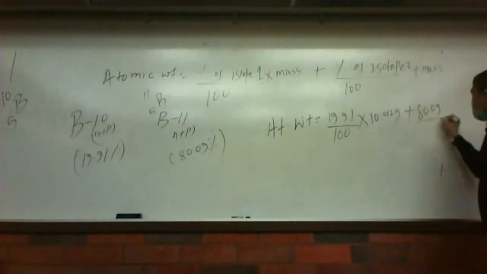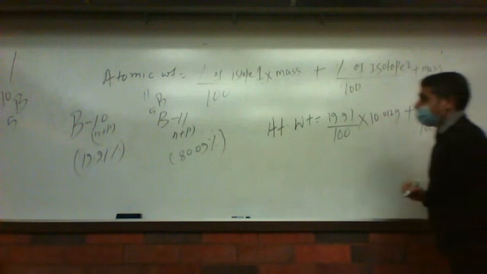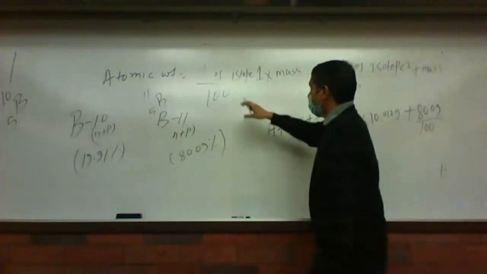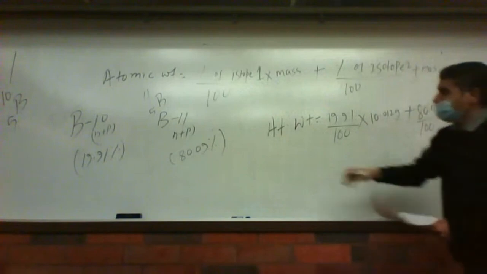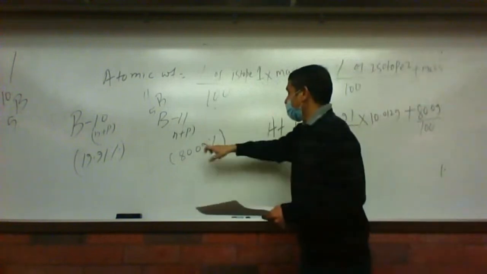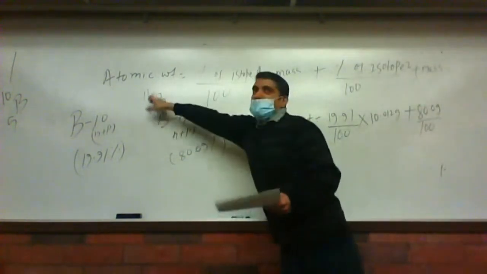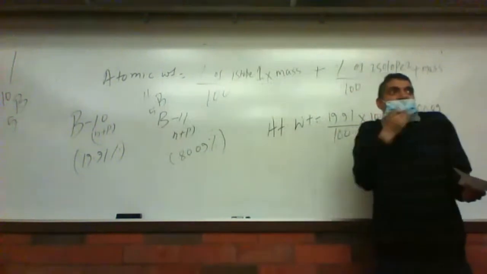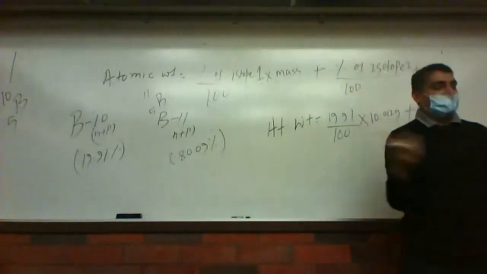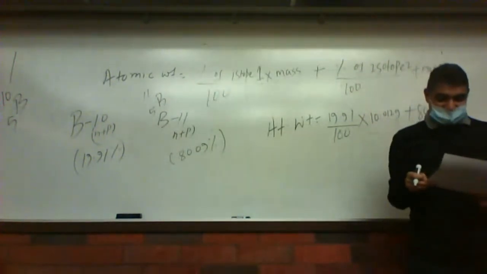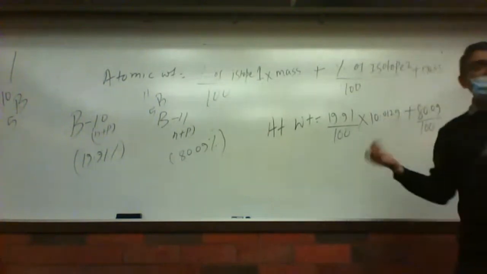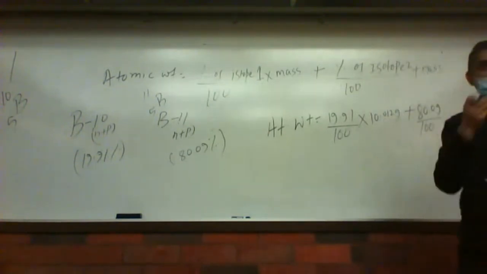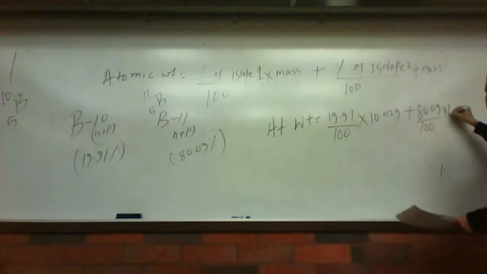And then I have to write 100 here, and the mass of this isotope. So the mass of this isotope is 11. I could just use 11, but they are giving the more accurate mass, 11.0093. But if it is not given, I can write just 10 and 11. So multiply by 11.003.